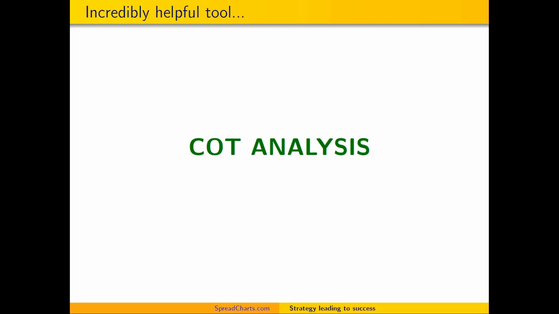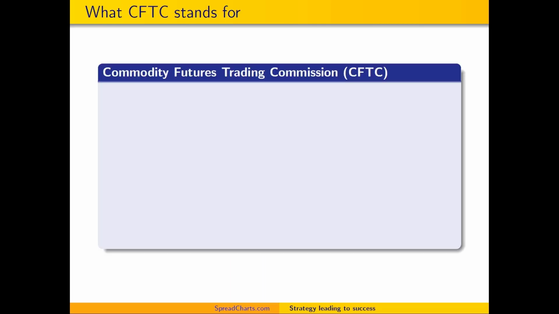Let me explain first what the CFTC stands for. It is a shortcut for Commodity Futures Trading Commission. When we talked about commodity exchanges, I mentioned their strong regulation as an advantage. And CFTC is the institution responsible for enforcing that regulation. It is a federal agency that regulates the commodity futures and options markets.